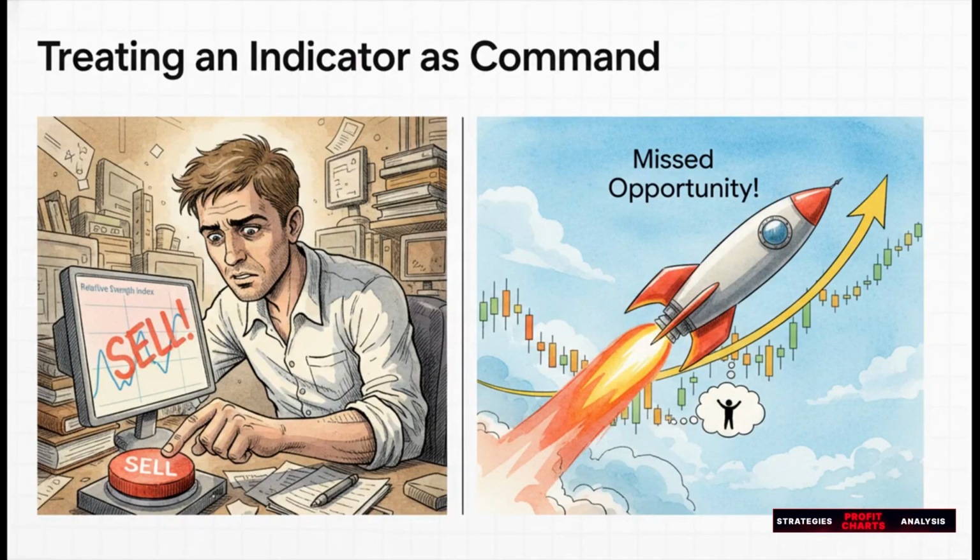And the last big trap is treating an indicator like it's your boss, giving you a direct order. The RSI hits overbought and you immediately hit the sell button, only to watch in horror as the price just keeps ripping higher, stopping you out for a loss. You have to remember this. An indicator gives you information. It doesn't give you an instruction. You always have to wait for the price itself, like a big bearish candle, to confirm what the indicator is hinting at.